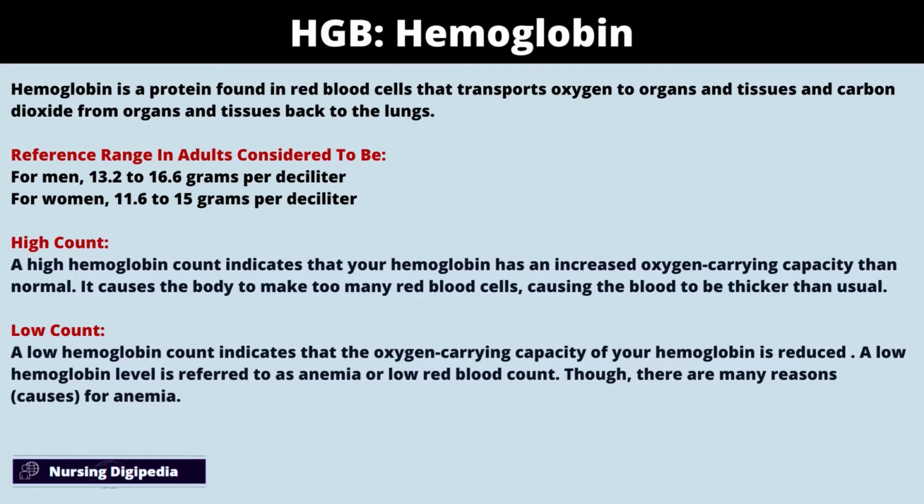A high hemoglobin count indicates that your blood has an increased oxygen carrying capacity than normal. It causes the body to make too many red blood cells, causing the blood to be thicker than usual. A low hemoglobin count indicates that the oxygen carrying capacity of your blood is reduced. A low hemoglobin level is referred to as anemia or low red blood count, though there are many reasons for anemia.